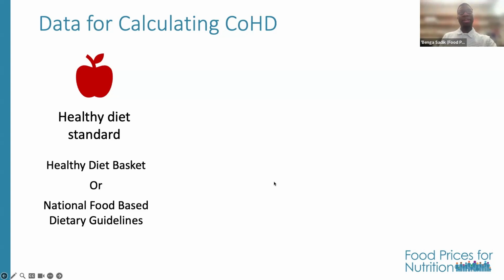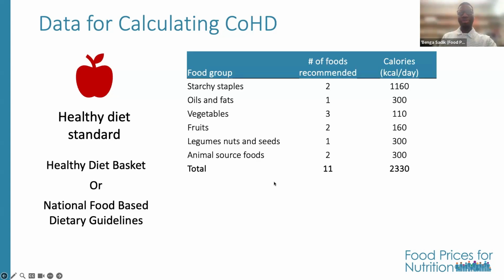Many countries have their own diet references to define the healthy diet standard, and that could also be used. From the healthy diet standard, we generally need three categories of information. First, the food groups. In the case of the healthy diet baskets, we have 6 food groups, and I talked about that in great detail. The second category of information we would need are the number of foods recommended within the food groups. So, for example, 3 vegetables, 2 fruits, 2 starchy staples. And the third category is the number of calories required within those food groups. And this data is what we use to quantify the standard for what a healthy diet is, and then calculate the cost of that standard.